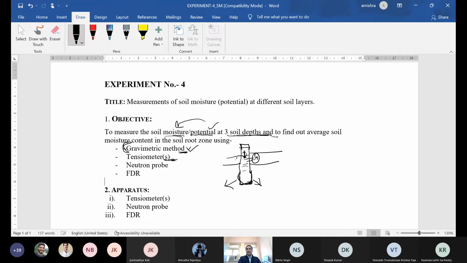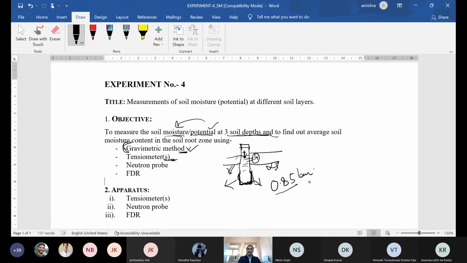Sorry, here, because it's a gauge here. So it's a tensiometer, but it has a limitation of being used only in suction conditions not more than 0.8 or maximum 0.85 bar.